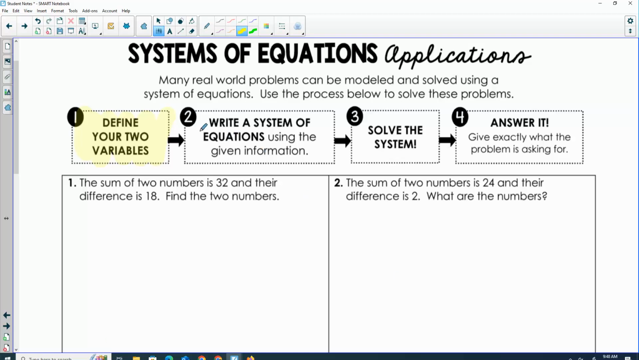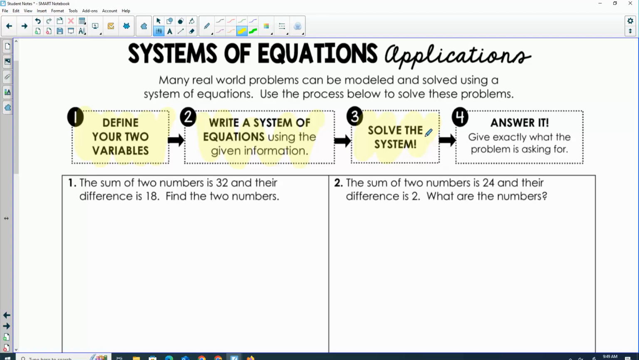Then, we are going to write a system. So we will use those variables, x and y, and write two equations from it. We'll create a system of equations. Then we can solve it, substitution or elimination, whatever you guys prefer.